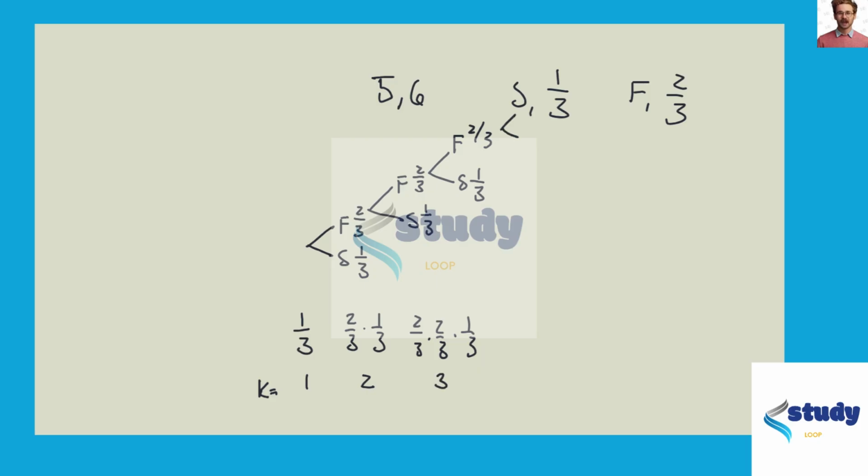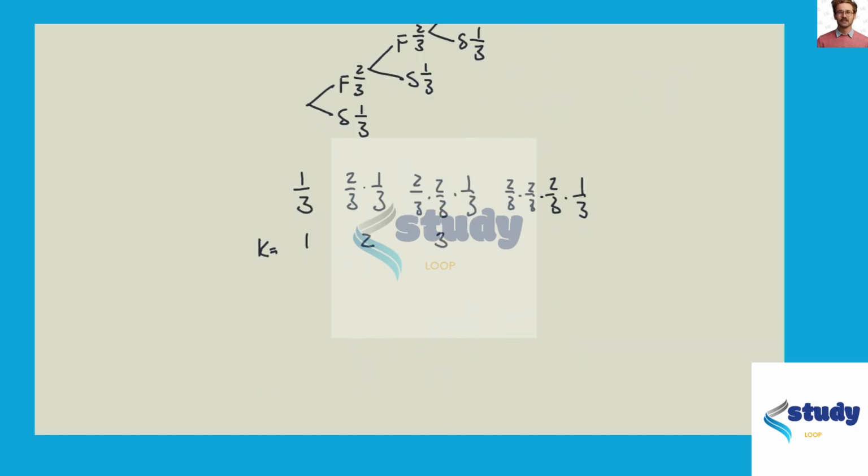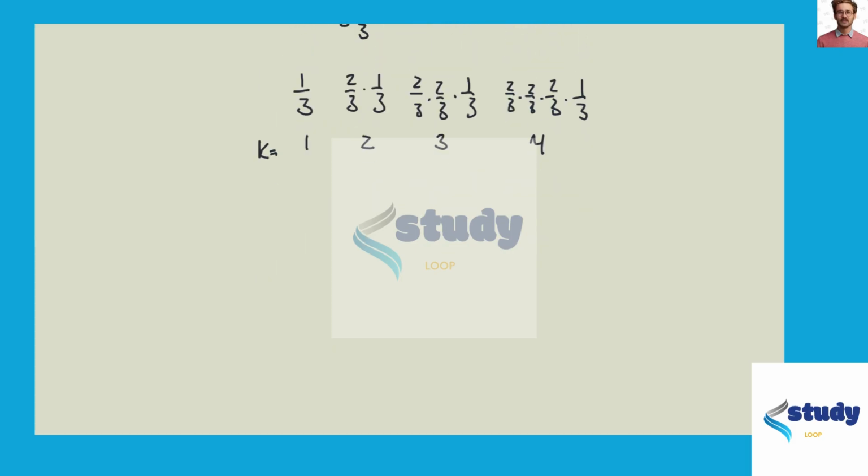We can continue this. To fail, fail, fail, succeed, the odds are 2/3 times 2/3 times 2/3 times 1/3, for k equals 4. And we see that every time we're basically just adding a multiple of 2/3. So we just need to convert this into a formula that will tell us P of n equaling k for k equals 1, 2, 3, et cetera.